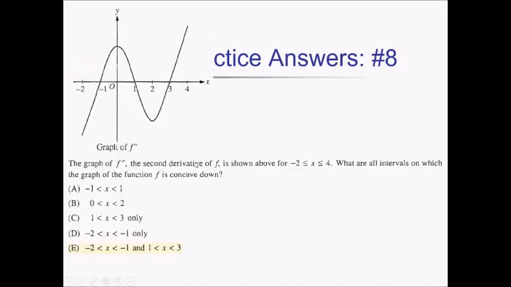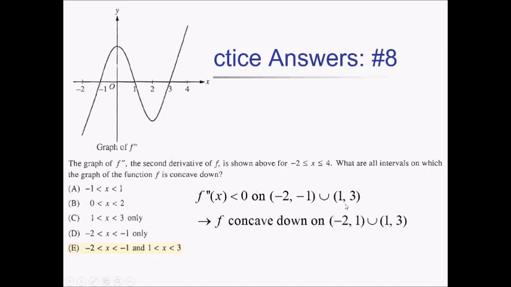For this problem, we're given the graph of f double prime, and we want to know the intervals on which our graph of f is concave down. Well, f double prime's sign tells you the concavity of the original, so we just need to know where f double prime is negative. F double prime is going to be negative between -2 and -1, and also between 1 and 3. Therefore, f is concave down on these same intervals. So let's just find those in the answer choice. We've got -2 to -1 and 1 to 3 in answer choice E.